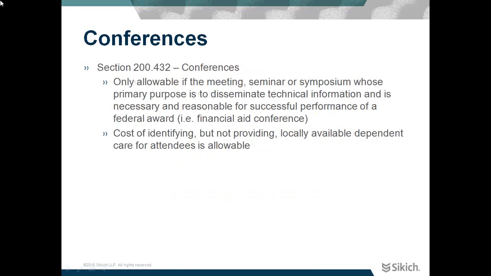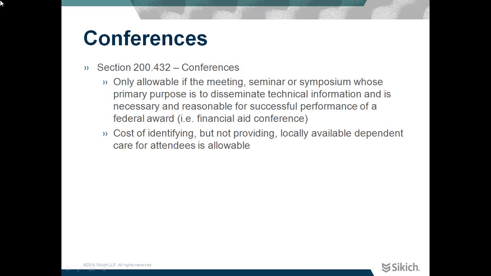Oh, speaking of conferences, here we've got some new guidance on conferences. Okay, is this really new guidance? Section 200.432 clarifies previous guidance to include only conferences that are necessary and reasonable for successful performance of the federal award as allowable. So the first part was already there. The meeting, seminar, and symposium whose primary purpose is to disseminate technical information, that already existed. The second part did not exist, but now does exist. Because, again, we must have had some people out there who were abusing this.